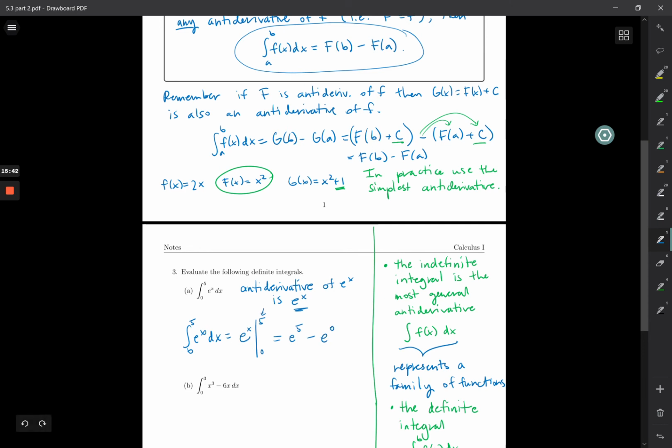Okay, and so when we use this notation to denote this, it's really convenient because we'll be doing a lot of computations like this.